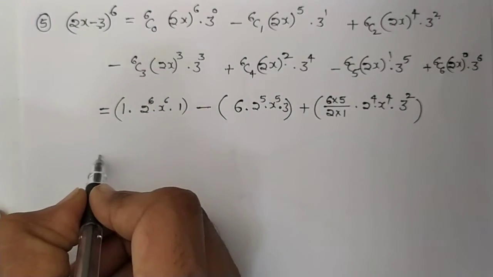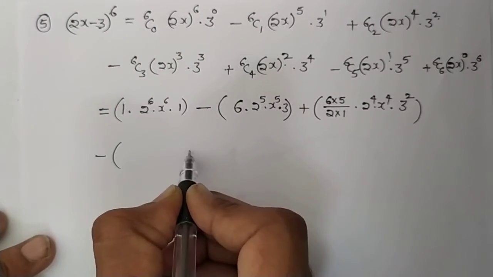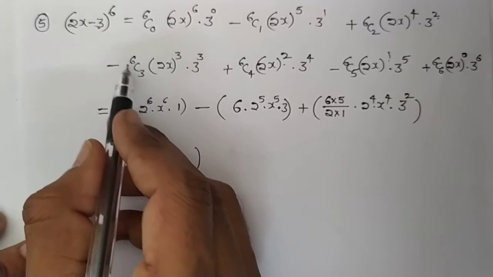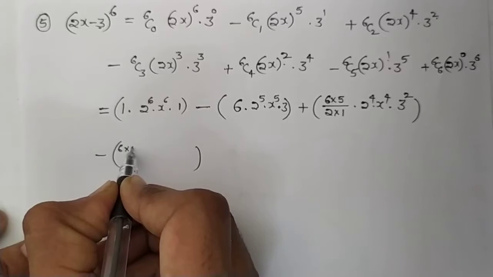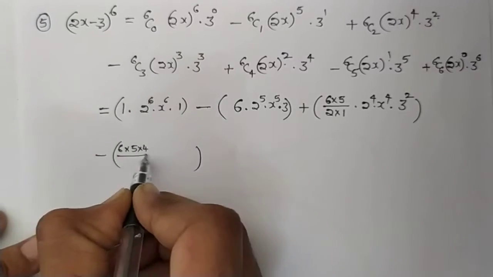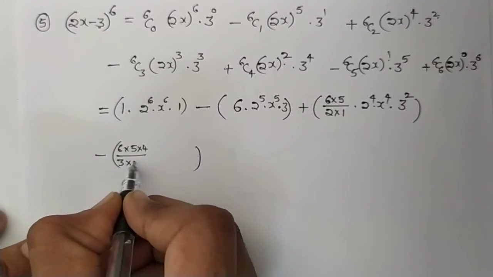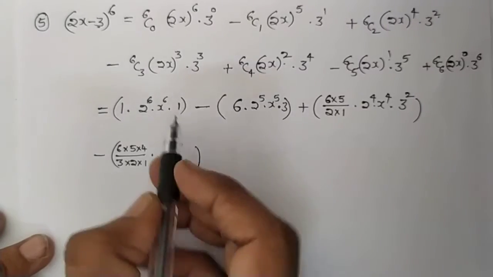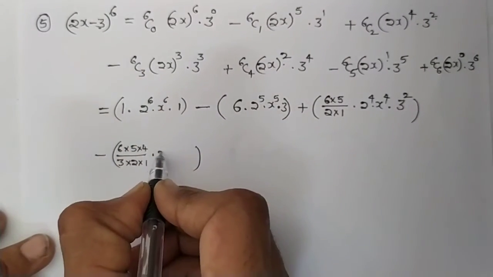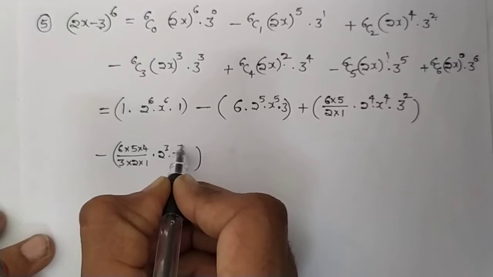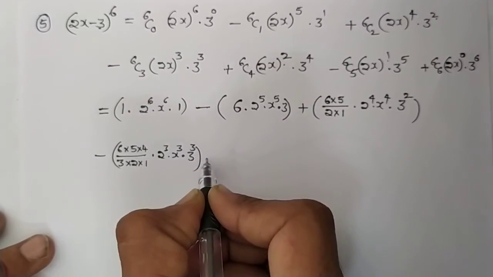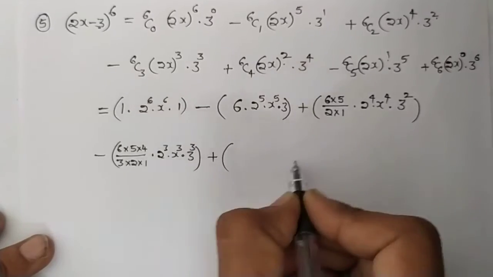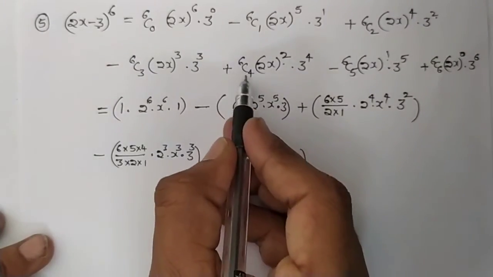Okay, next minus 6c3. How to simplify 6c3? 6 into 5 into 4 divided by 3 into 2 into 1, into 2 cube x cube, into 3 cube, plus 6c4.